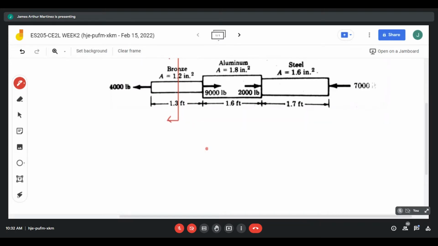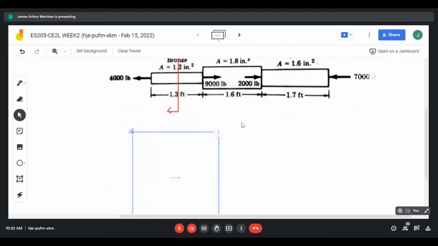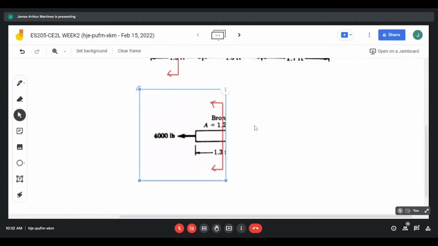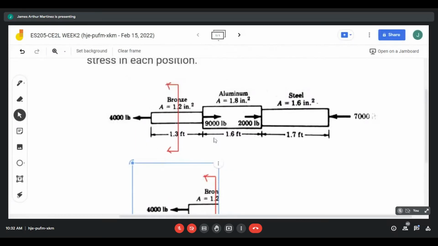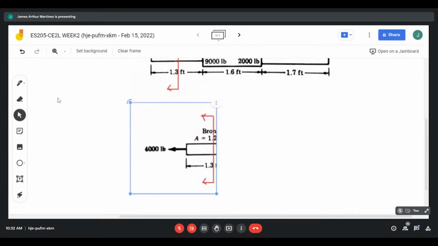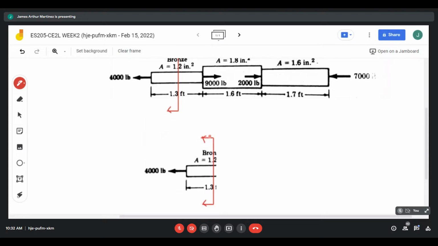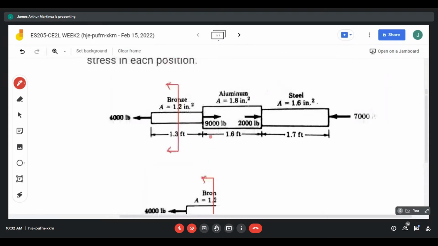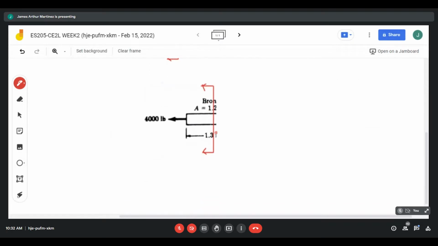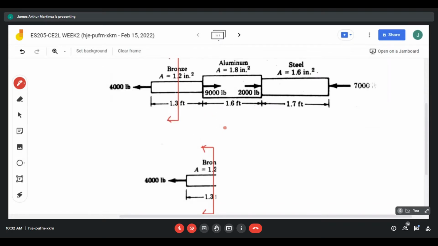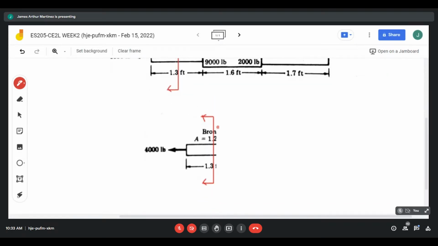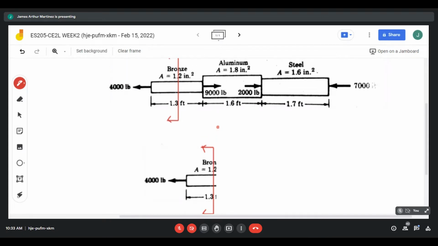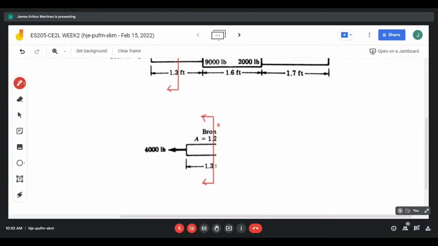It is easier if I copy and paste the figure so the drawing is faster. So for bronze, if we analyze the left part of the cutting plane, the only force we consider is 4,000 pounds.